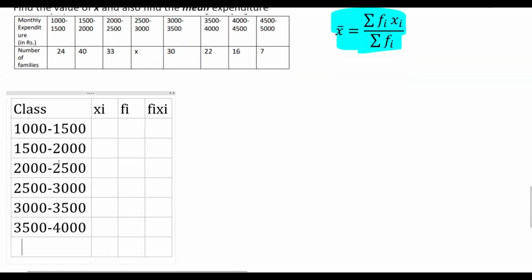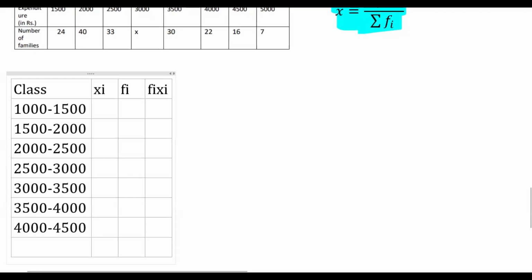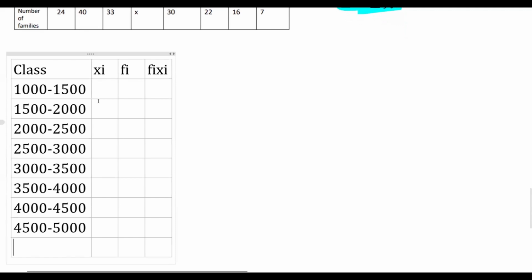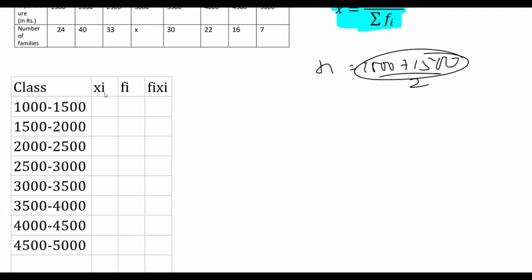And then we have 4000 to 4500. And finally, this is 4500 to 5000. So we got this, and then I'm going to write Xi. What is Xi? The midpoint, right? I should show you that we calculate Xi as the lower limit plus the upper limit, divided by 2. So it's 2500 divided by 2, how much is it?